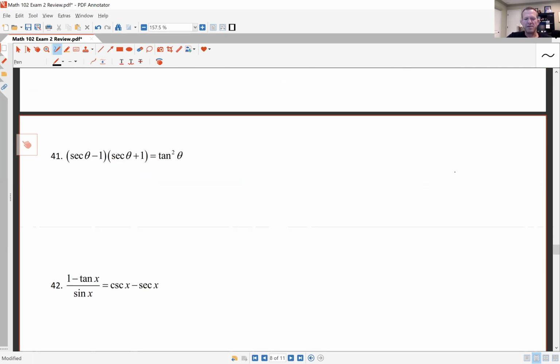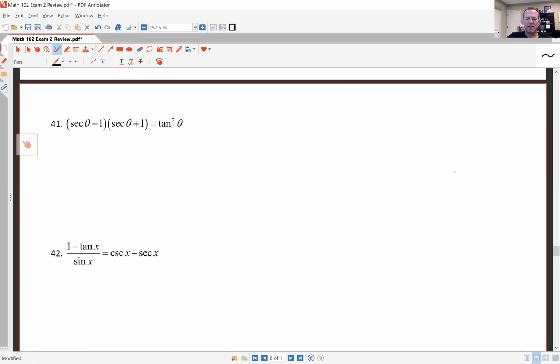The next one, secant theta minus 1 times secant theta plus 1 equals tan squared theta. The most obvious thing to do is going to be to FOIL these two binomials out. Secant theta times secant theta is secant squared theta. Secant theta times 1 is secant theta. -1 times secant theta is negative secant theta. These cancel. -1 times 1 is -1, and we have secant squared theta minus 1.